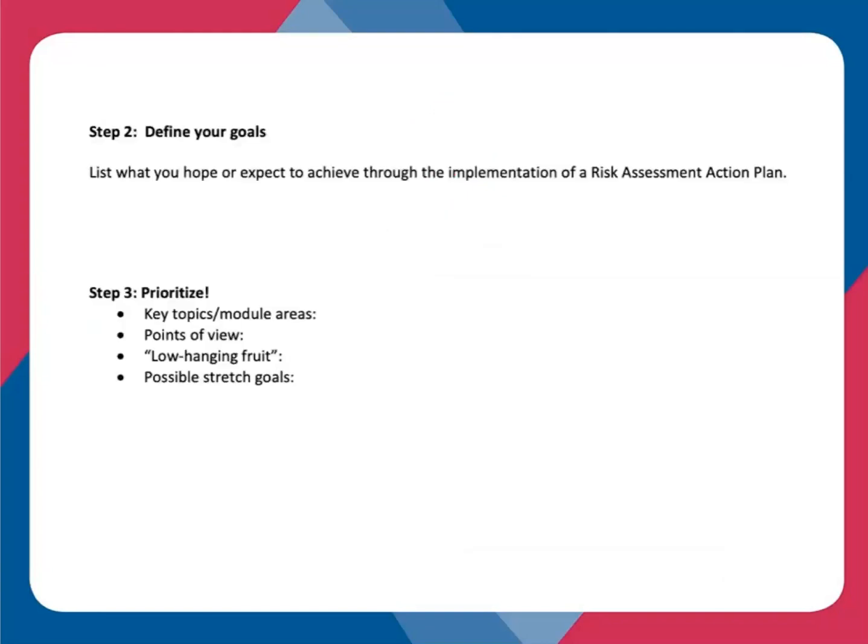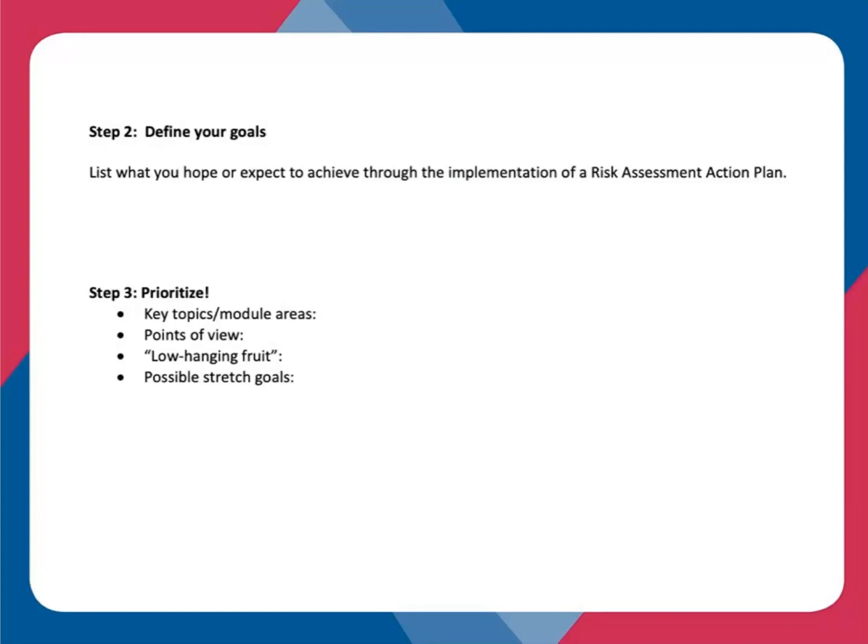And then on the second page of the worksheet, we invite you to jot down those goals. What do you hope to or expect to achieve through the implementation of those risk assessment results, creating this risk assessment action plan? And you may have one primary goal, you may have multiple goals, but I think it's really important to articulate those, because after you've created the plan, after you've started to implement the recommendations, you can go back and say, did we achieve the goals? And if we didn't achieve something, why didn't we achieve it? And what can we do to fill that gap?